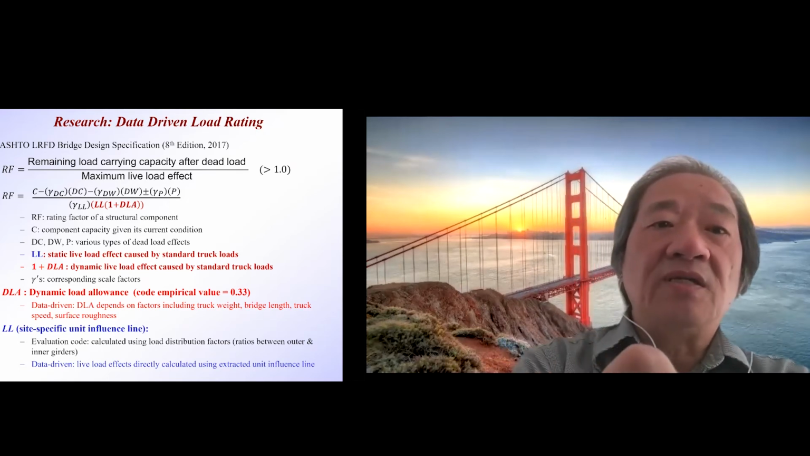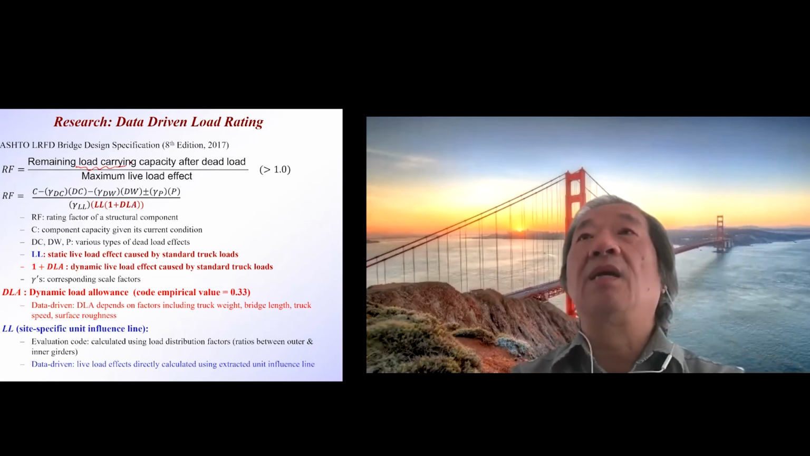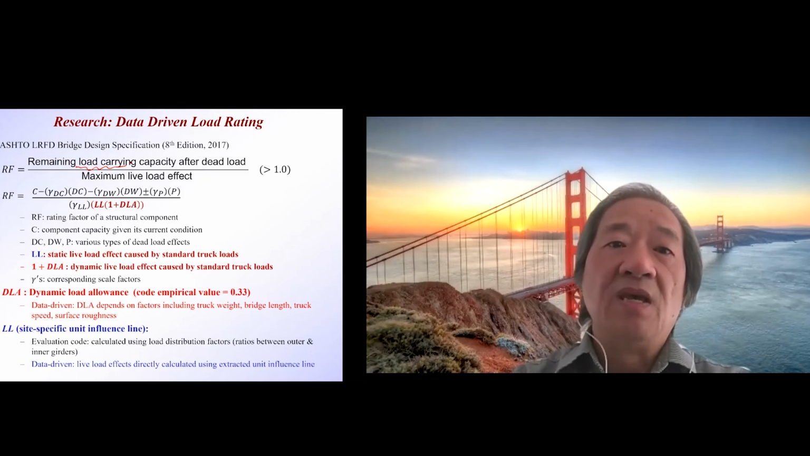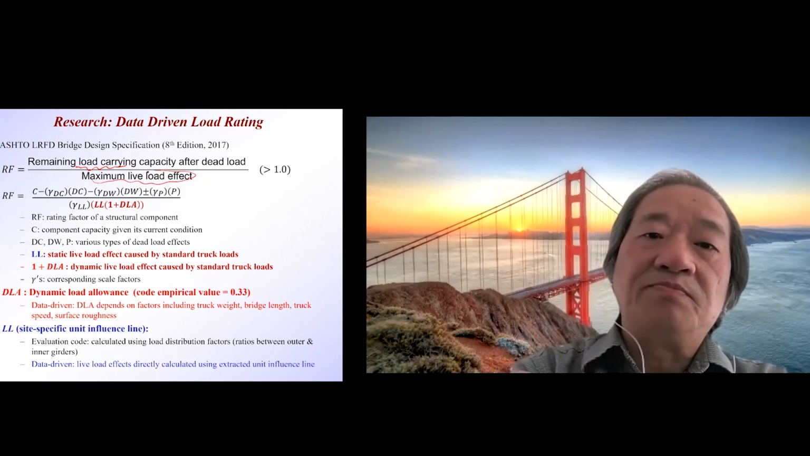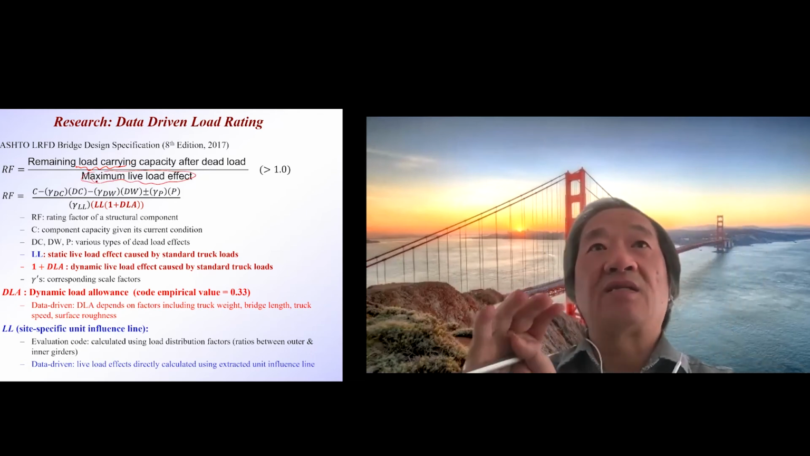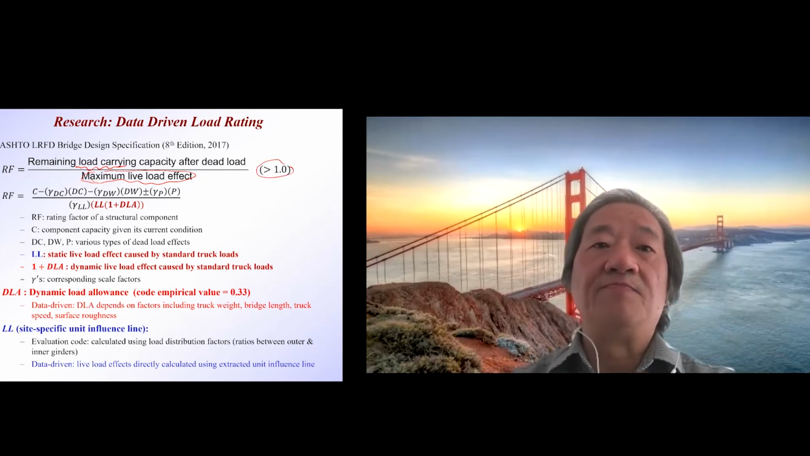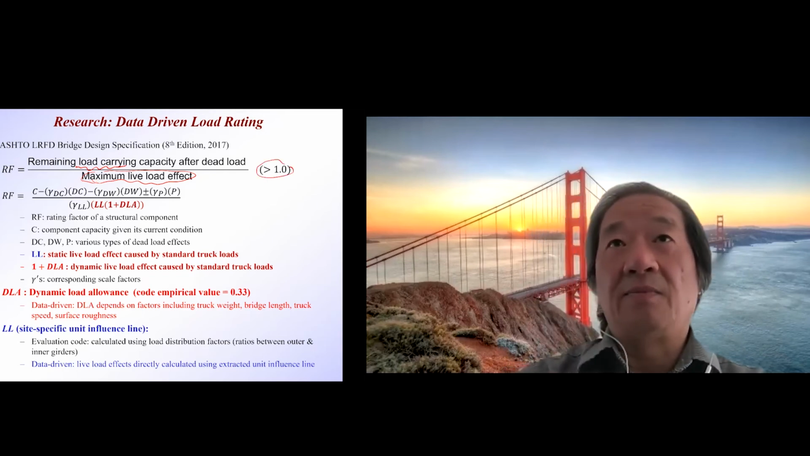That is, what is the remaining load capacity after the weight of the bridge itself. That means the live load versus the maximum dynamic live load, when there's a vehicle, the truck, going through. This number has to be greater than 1.0. Otherwise, the bridge is no good.